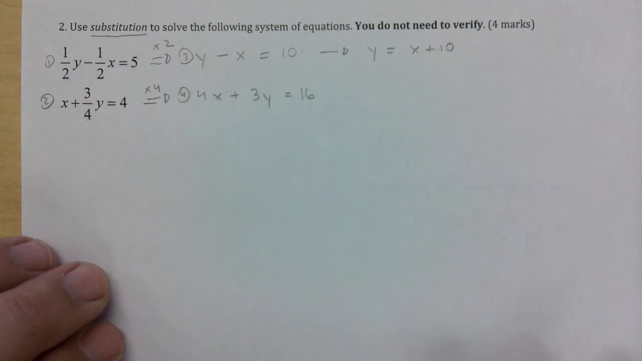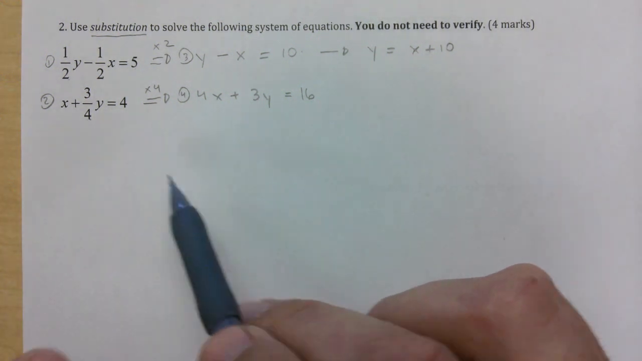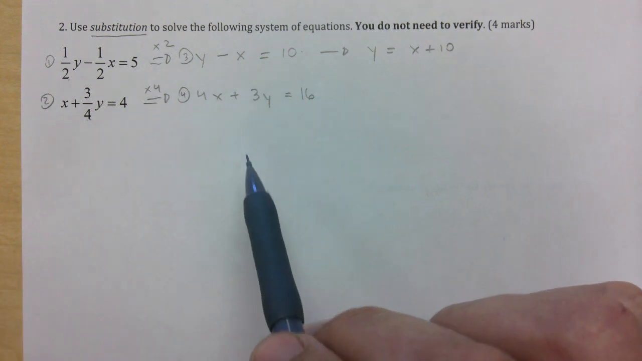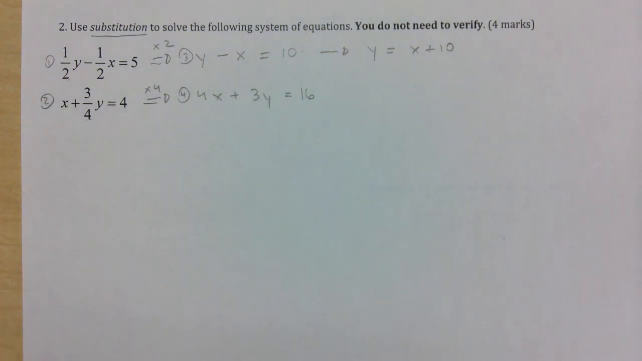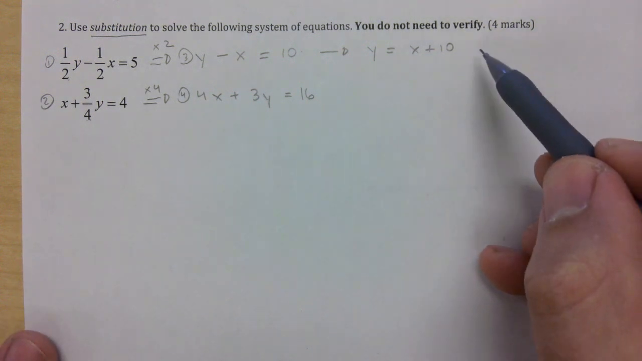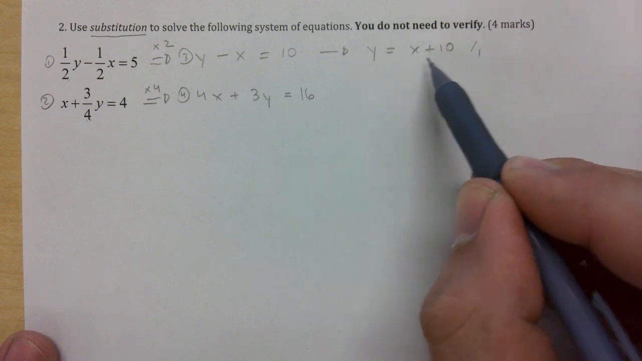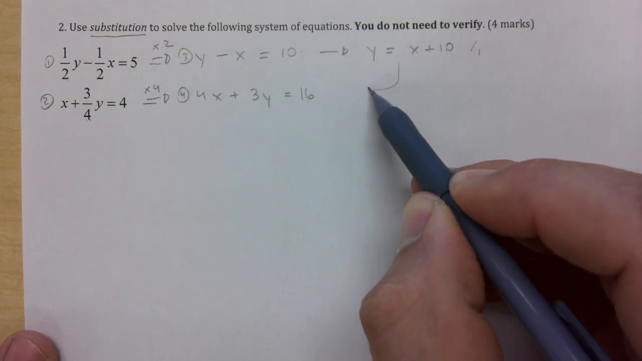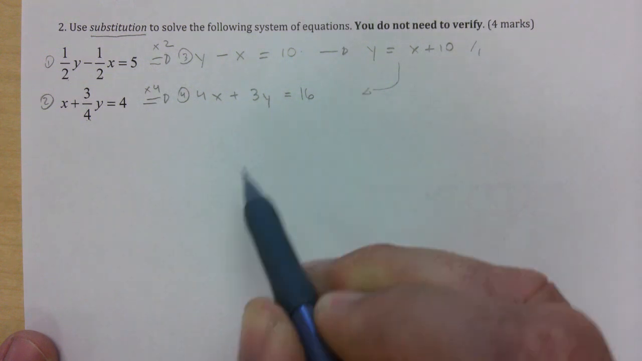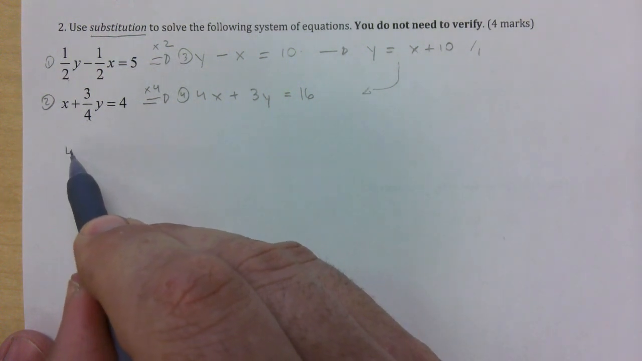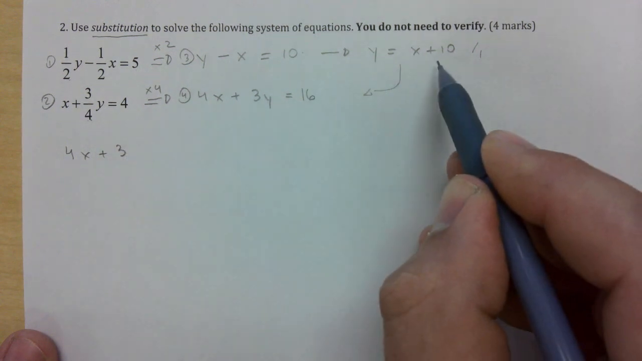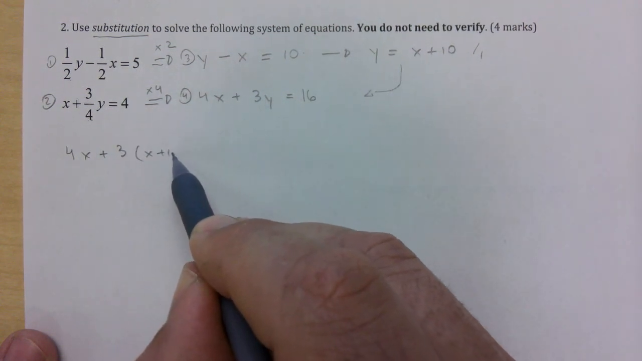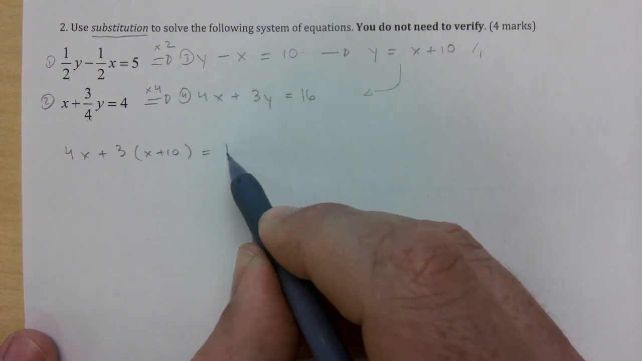And yeah, some of you multiplied by different values and came up with all sorts of creative ways of doing that. And that's fine, okay? So you have y here. I would have given you 1 mark for doing this. And then you substitute this into the fourth one now. So we have 4x plus 3y, which is x plus 10, is equal to 16.